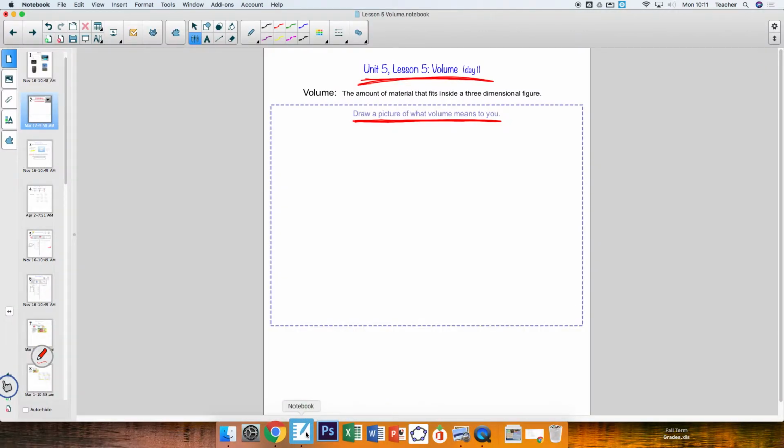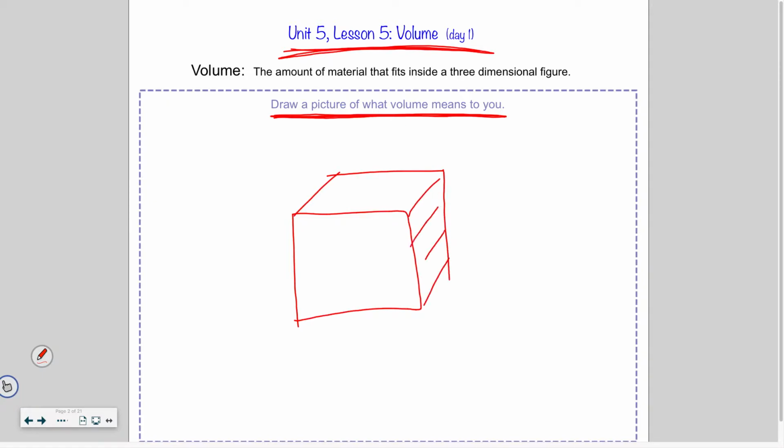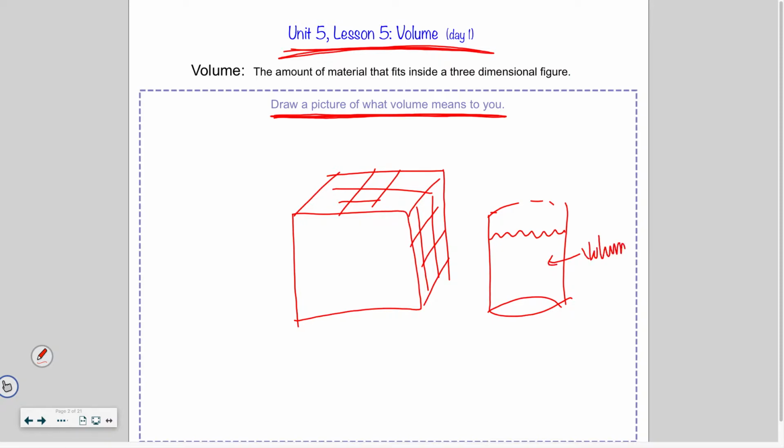All right, ladies and gentlemen, hope you have at this point a nice picture here. Maybe you drew something that's a bit more of the mathematical representation of understanding cubes. Maybe you drew a Rubik's Cube. Maybe you drew more like a glass of water where you have some sort of liquid inside, and that's the volume. It doesn't matter to me, just whatever picture to start us out works.